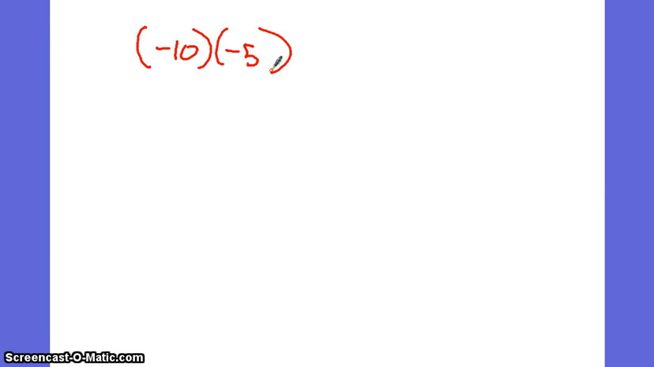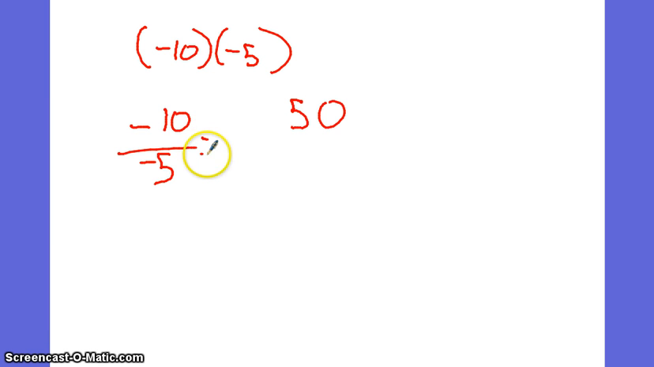Okay, what's 10 times 5? You should be saying 50. I really hope you are. And notice that they're the same sign, so my answer is positive 50. What's -10 divided by -5? You should be saying that the answer is 2, and it's positive 2 because both have the same sign.